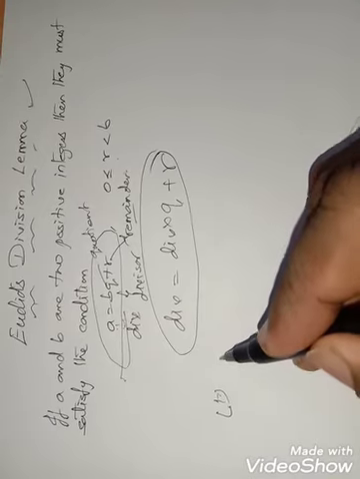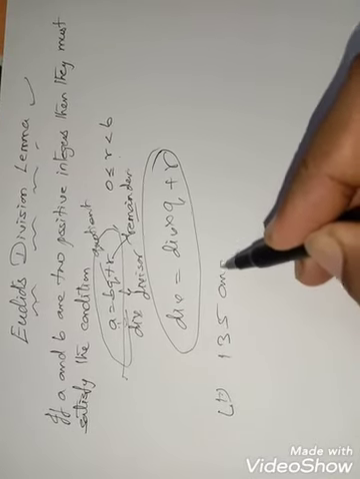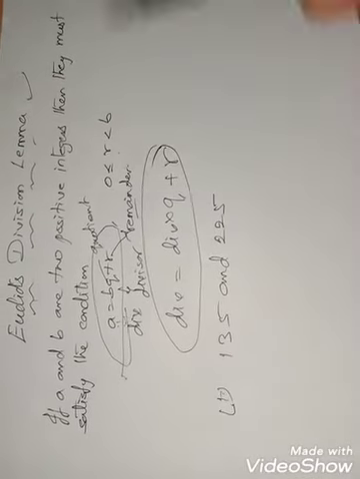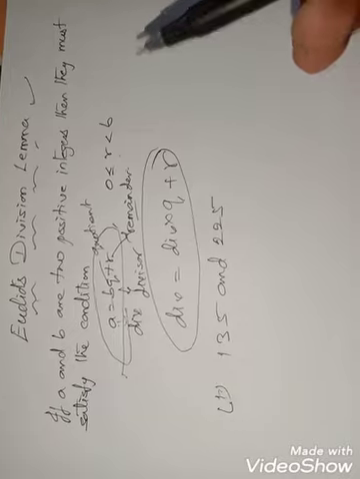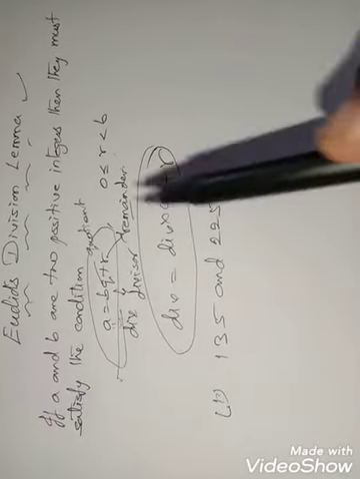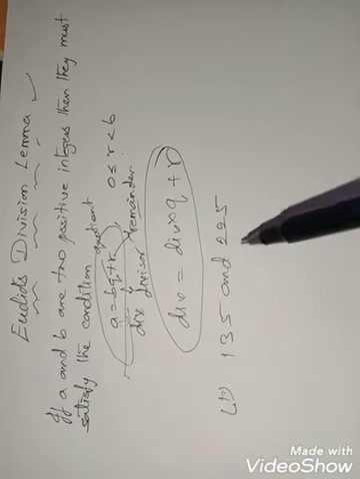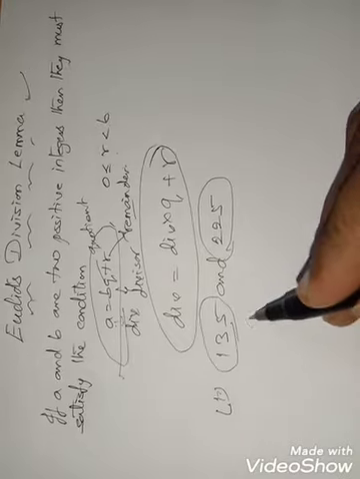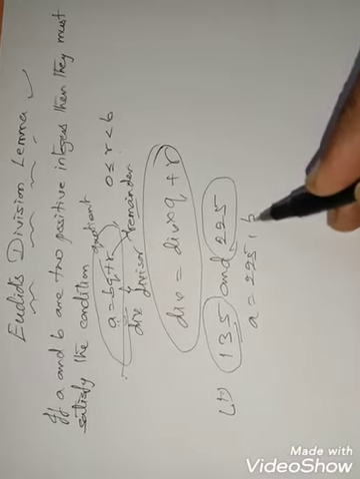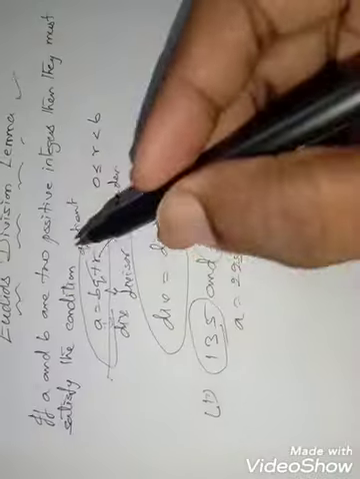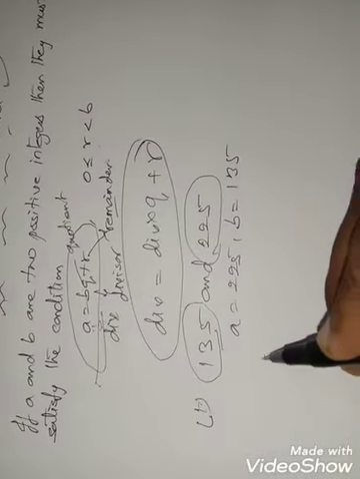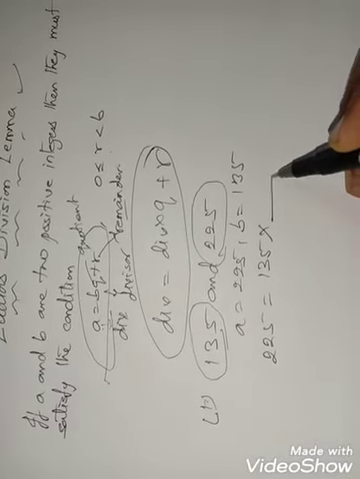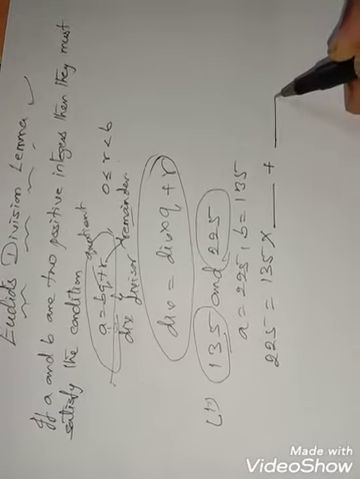If I take the first example here, 135 and 225. Here we have to identify which is the bigger number and which is the smaller number, what is a and what is b. To identify a and b, always the bigger number is the value of a and the smaller number is the value of b. Now a is equal to 225 and b is equal to 135. As per Euclid's division lemma, I can write this as 225 is equal to 135 into dash, we don't know the quotient, plus dash, again we don't know the remainder.